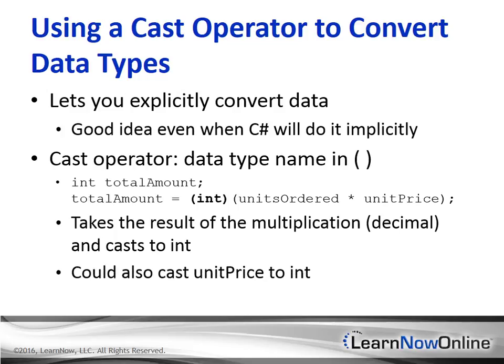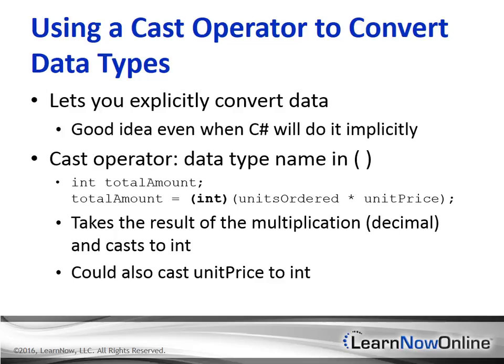Now, you could also perform an explicit cast of unit price to an int using a cast operator. Then the multiplication will be of two int values. So make sure you understand that. Units ordered is already an integer value. I could cast unit price, move the cast operator to inside the parentheses right in front of unit price. The compiler will cast unit price to an integer. There'll probably be some data loss because there's no decimal values unless all our unit prices are whole dollars. And then it's multiplying an integer times an integer. And the compiler has no problem assigning that resulting integer to an integer data value.